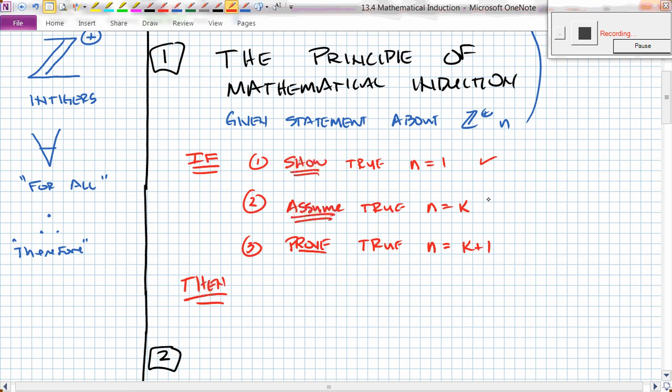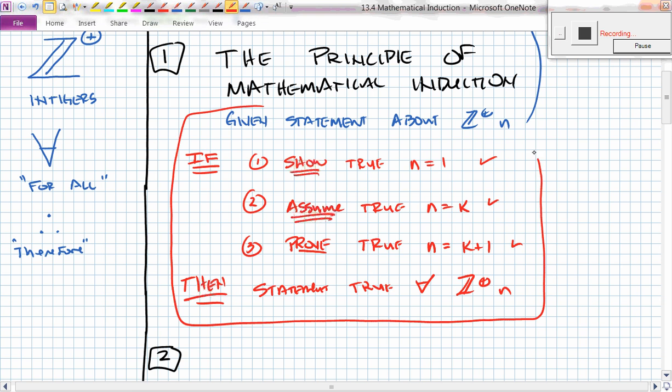If you can do all 3 of these things, then your statement is true for all positive integers n. So we get this cool handwriting at the bottom there. This whole entire process here is the process of mathematical induction. So it's a process.